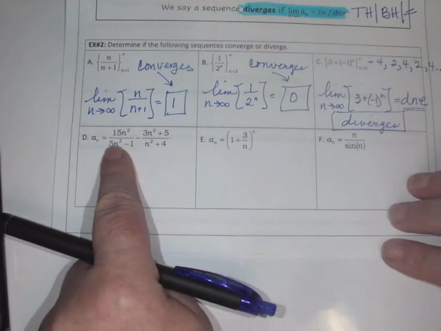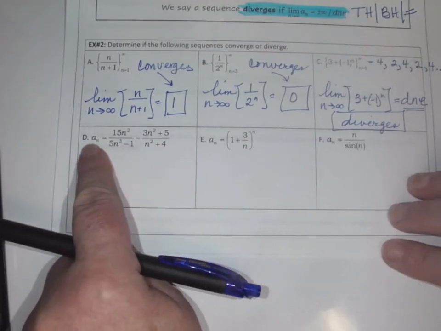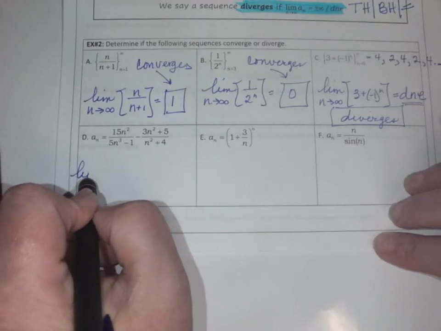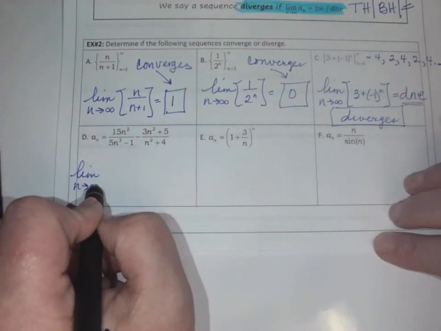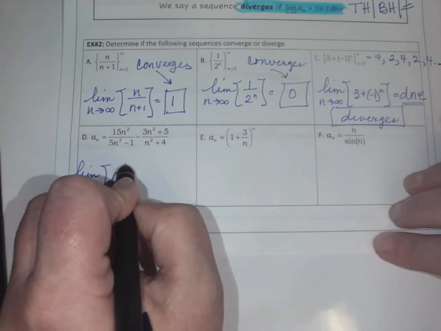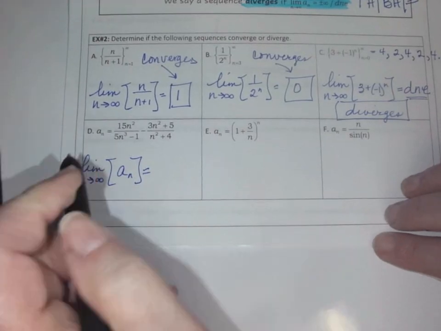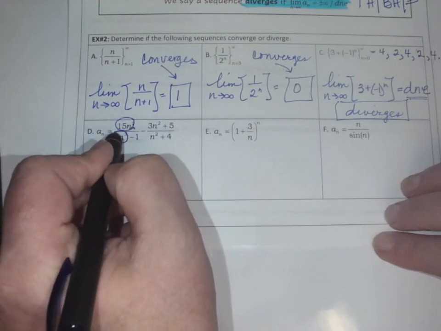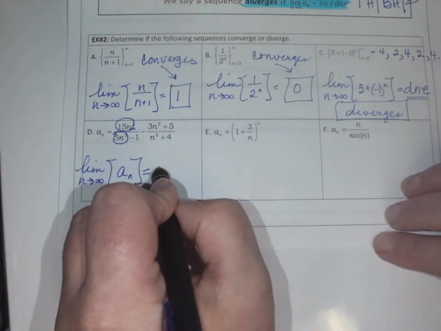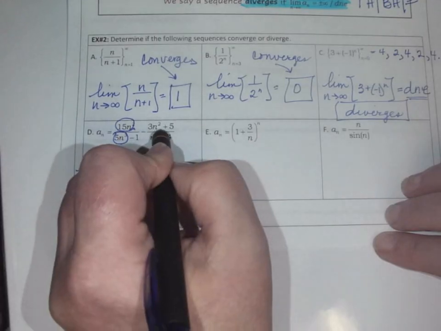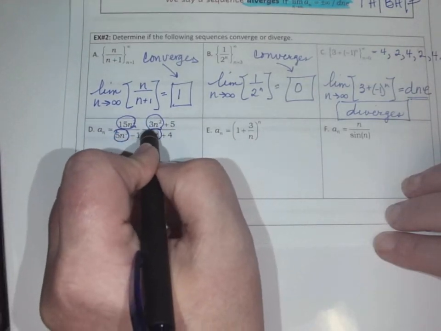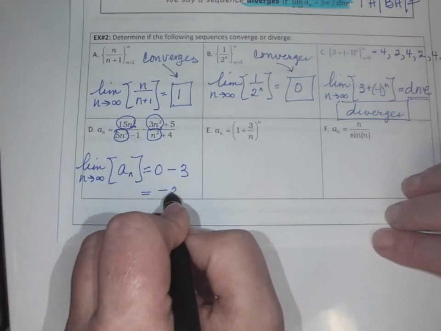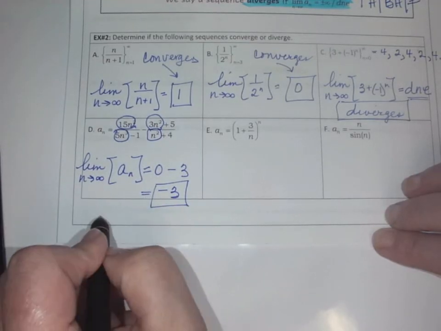All right, this is also sequence notation. It's just a sub n is your formula. It's like your f of x. So if we look at the limit as n goes to infinity, and we just put in our a sub n, so we don't have to write our formula, this one right here, if I look at the dominant term on top and the dominant term on bottom, it's going to be 0 minus 3. So then we are going to converge to negative 3.